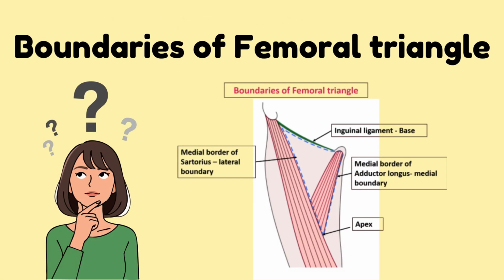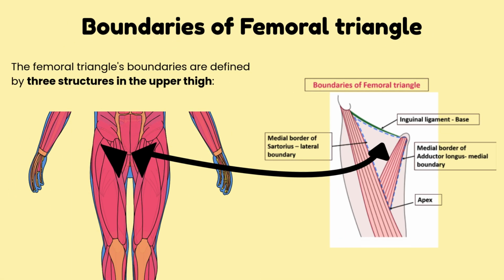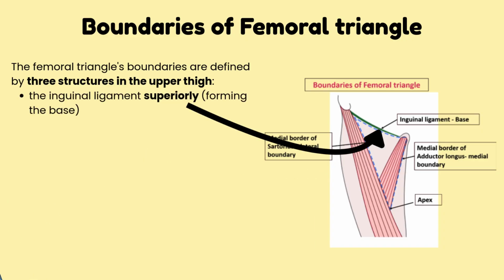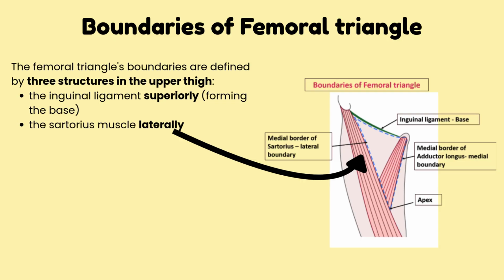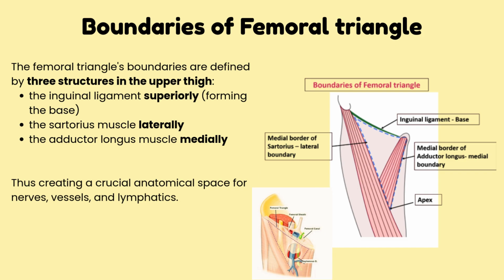What are the boundaries of femoral triangle? The femoral triangle's boundaries are defined by three structures in the upper thigh. The inguinal ligament, superiorly, forming the base. The Sartorius muscle, laterally. The Adductor longus muscle, medially. Thus creating a crucial anatomical space for nerves, vessels, and lymphatics.